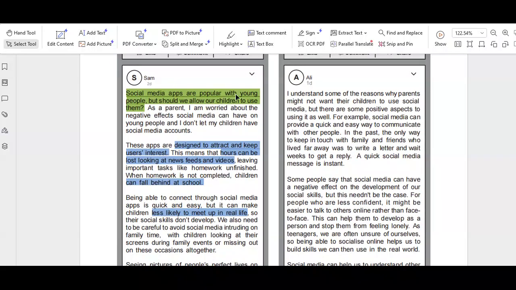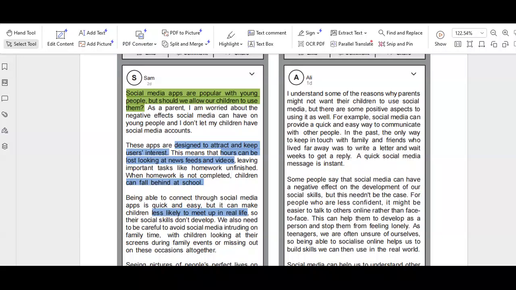Social media apps are usually popular with young people, but should we allow our children to use them? The author has talked about a very general example from our life, that social media apps are very popular with our kids, but do we really need to allow them to use them? Is it a wise decision or not? Rather than mentioning your stance explicitly, this is a highly recommended approach, as you provide a platform for your reader to think about what your stance might be or what you are going to talk about. So rhetorical questions are the best approach for it.